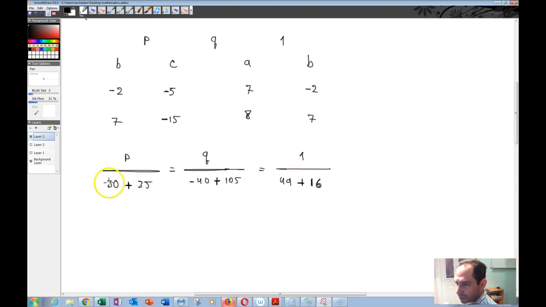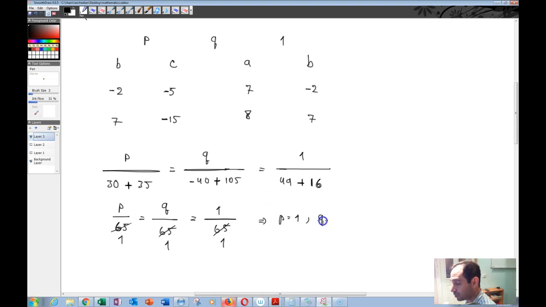Okay, so now 30 plus 35 is equal to 65. 65 is equal to q over 105 minus 40 is equal to 65. And that's equal to 1 over 49 plus 16 is equal to 65. Okay, and you can divide all the numerators by 65, you get 1, 1, and 1, and so p divided by 1 is equal to 1, q divided by 1 is equal to 1, so that means that p is equal to 1 and q is equal to 1.